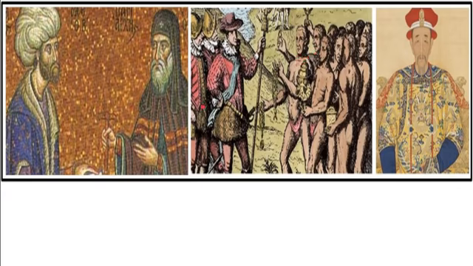All right, so here we see again some of the images. This is a Qing emperor. Here we see the Spanish converting the natives, and this looks like a Christian Orthodox priest talking to, my guess, an Ottoman Muslim official.